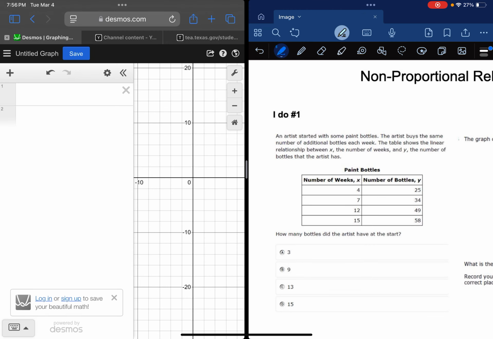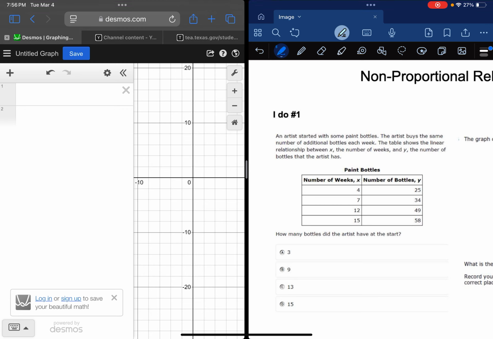Alright, so today we're going to focus on non-proportional relationships. That is a relationship that contains a slope and a y-intercept. We know that we can find slope and y-intercept when we're given a table and a graph. So that is what we're focusing on today.